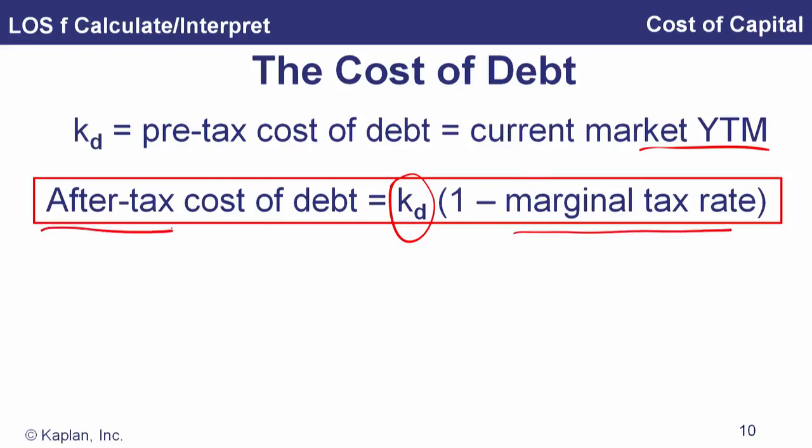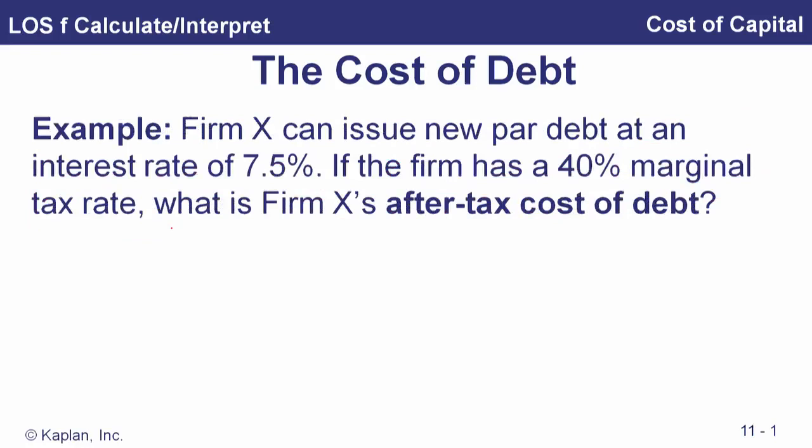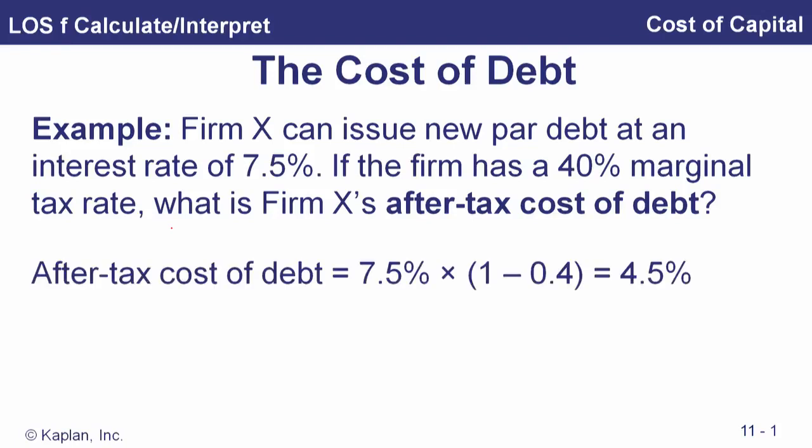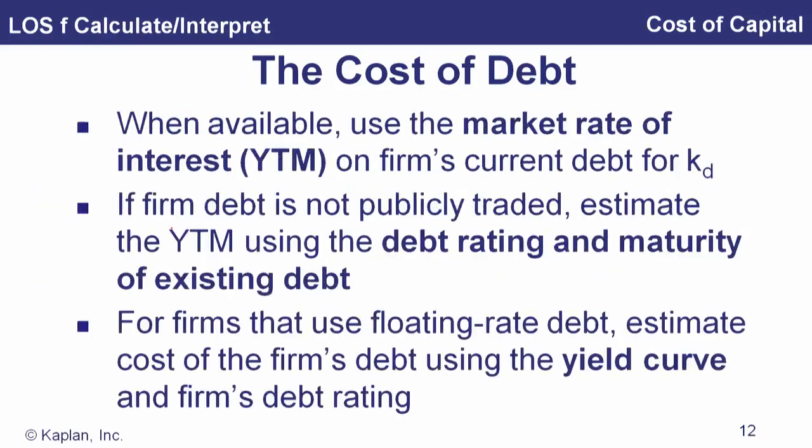after-tax cost of debt. As a numerical example, consider a firm that can issue new par debt, that means debt at its face value, at an interest rate of 7.5%. So that's the required pre-tax rate of return on their debt. So if the firm has a marginal tax rate of 40%, what's their after-tax cost of debt? Well, clearly it's 7.5 times 0.6, 1 minus that marginal tax rate. So our after-tax cost of debt is lower. It's 4.5%.